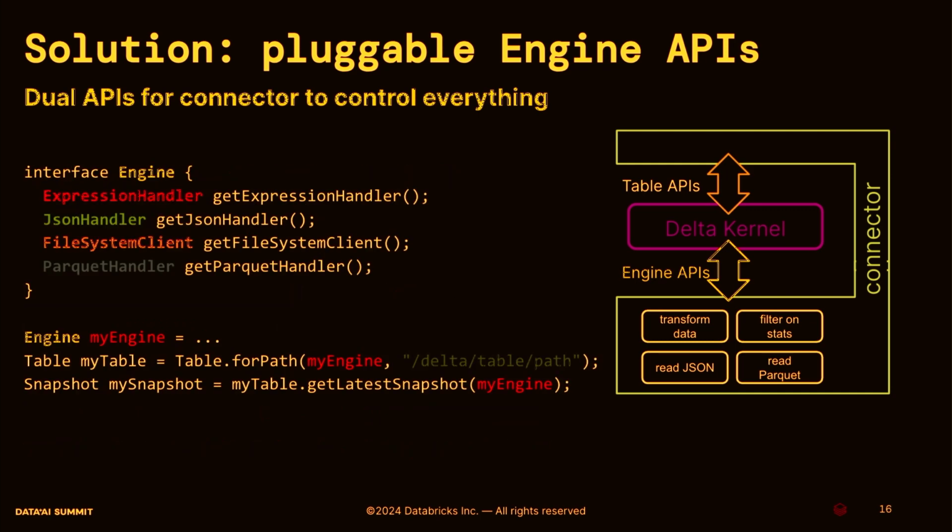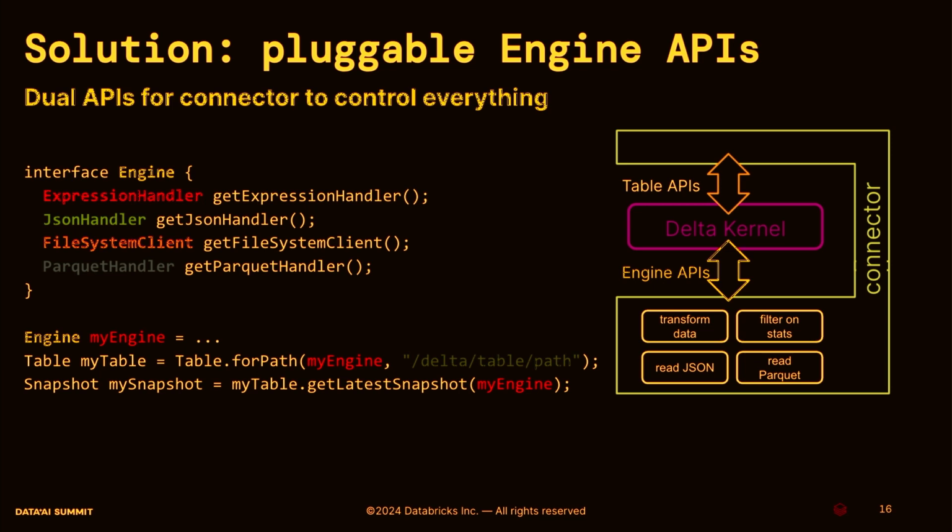So this engine interface has a bunch of pieces inside it. Like there's something called expression handler that allows you to plug in your own expression evaluation engine. That helps for data skipping and stuff like that. JSON handler for reading, writing JSON, file system client for listing the files in the log directory, Parquet handler for reading Parquet. And so going back to the code, remember I created a table object.